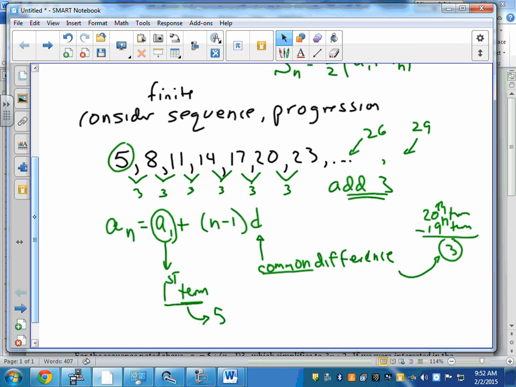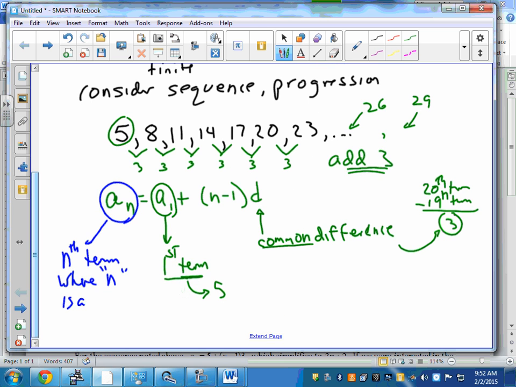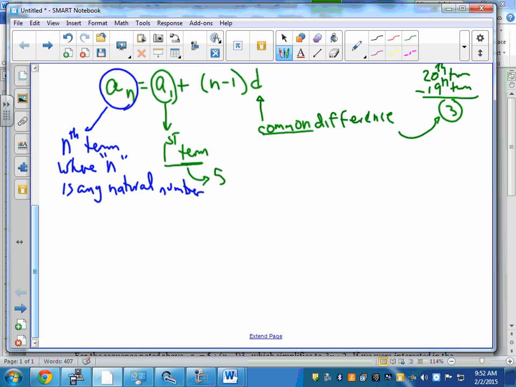a sub n is a little bit more general. Okay, so a sub n is the nth term, where n is any natural number. We should probably review natural numbers. The natural numbers start with 1, the positive integers, 1, 2, 3. Okay, so a sub n could be a sub 1, or a sub 2, or a sub 3, and so forth.